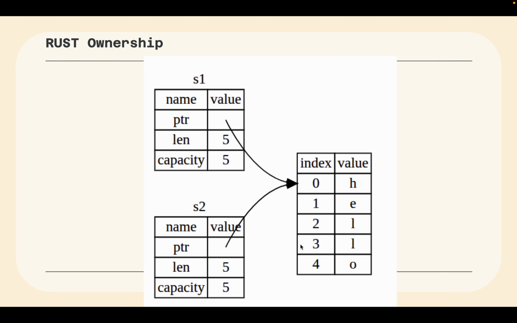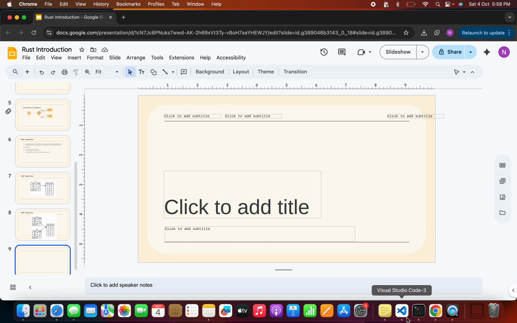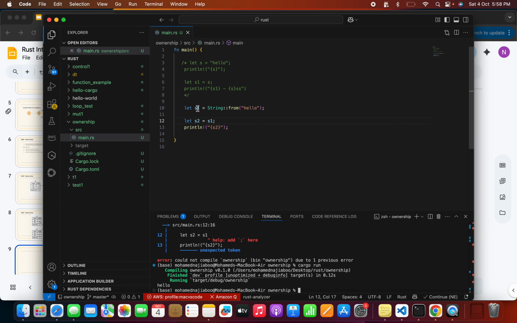Okay, so in our scenario, what is actually happening is, the slide is not added. So what is actually happening is, when we assign s1 to s2, the ownership is changed from s1 to s2. Then we will not be able to access s1 anymore. For example, if I do a println with respect to s1, I'm going to print it again, and let's see how this works. Let me save it.